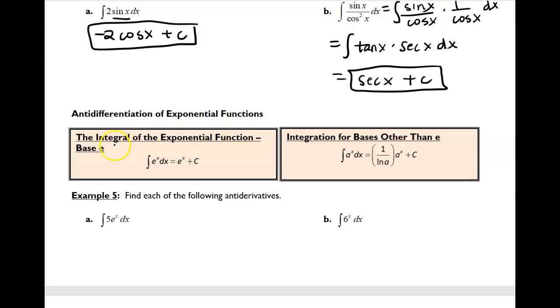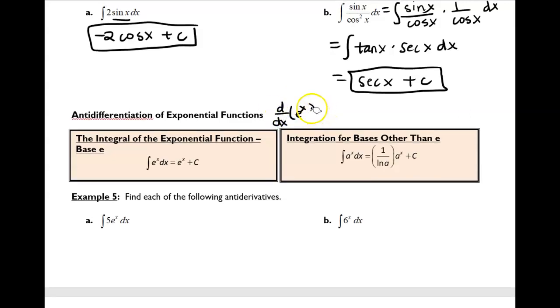Let's talk about a few other antiderivative rules. So let's do exponential. The integral of an exponential function with base e. Remember that the derivative of e to the x was just e to the x. And so just like that, the antiderivative of e to the x is just e to the x plus a constant. Notice that only works if my variable there is just an x. If there's something like an x squared, we'll have to handle it differently, which we'll talk about later. So this is just for e to the x.